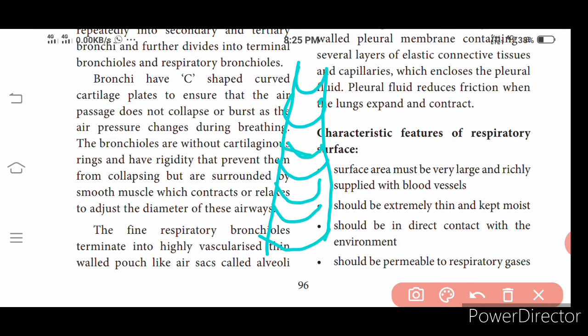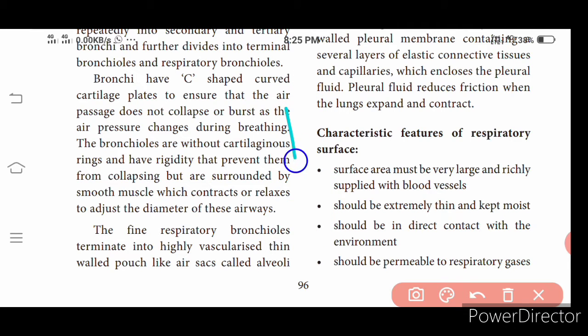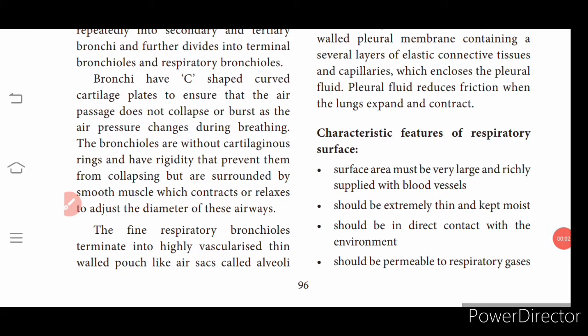Why is it made so? If it were a solid structure, it may tend to burst due to the air pressure. If it is jointed like this, there is flexibility in between. Can you follow? This flexibility will not allow it to collapse or burst. Bronchioles are without cartilaginous rings and have rigidity to prevent them from collapsing. They are surrounded by smooth muscles that contract and relax to adjust the diameter of the airways.